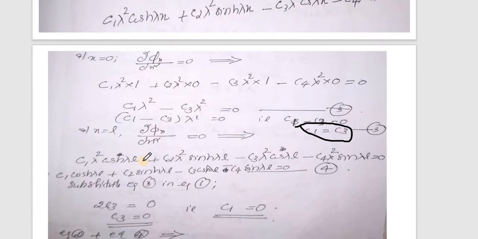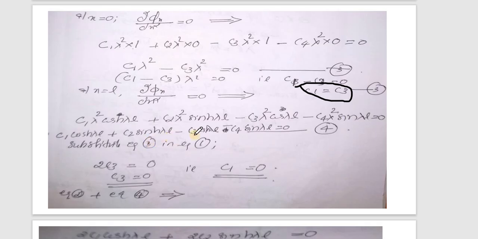Now I am applying the next boundary condition. At x equal to L, again d square phi by dx square is equal to 0. So substituting again, instead of c1 I substitute c3. So this is equation number 3, and this is the term which I got, the fourth one.